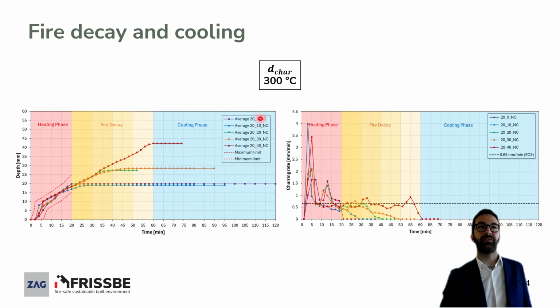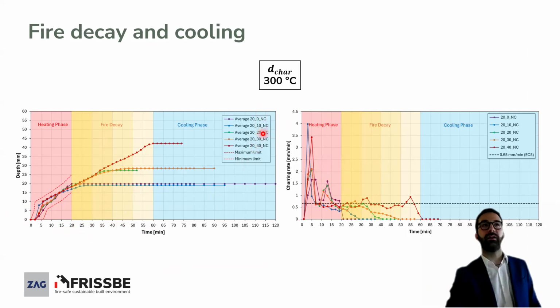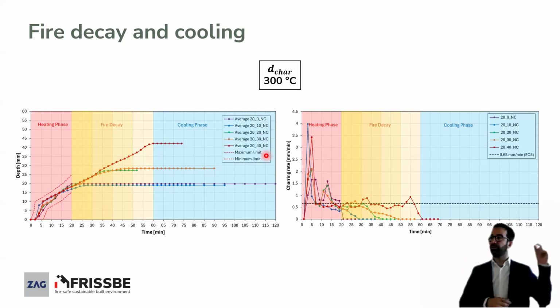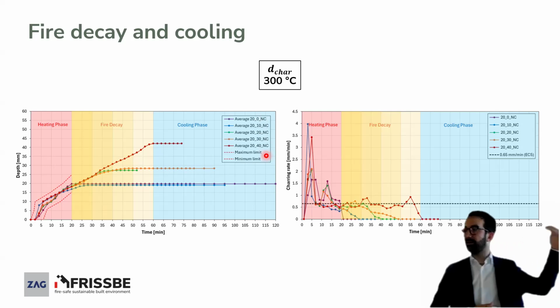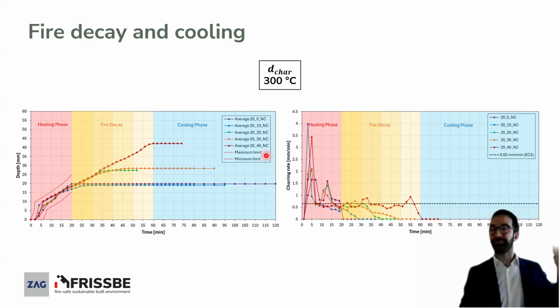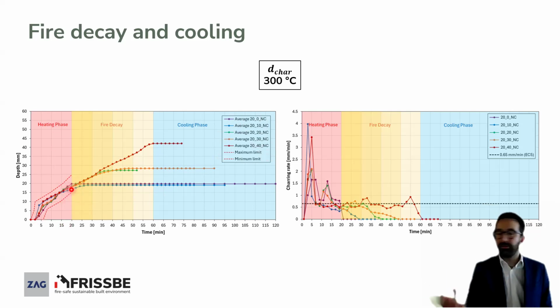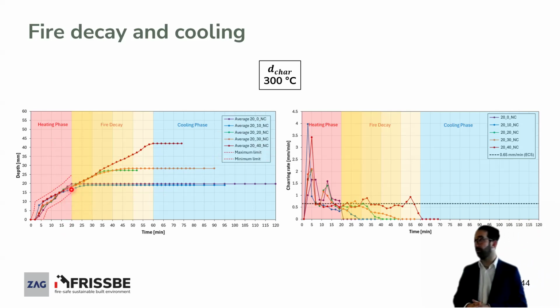So 20 is the first number, and then 0 means no fire decay, and then you have an increase of duration of fire decay, but again, the value was going from the value that applied on the heating phase, 50 to 0. What you see is that at the end of the heating phase, of course, you create more or less the same conditions with some reproducibility related to timber.